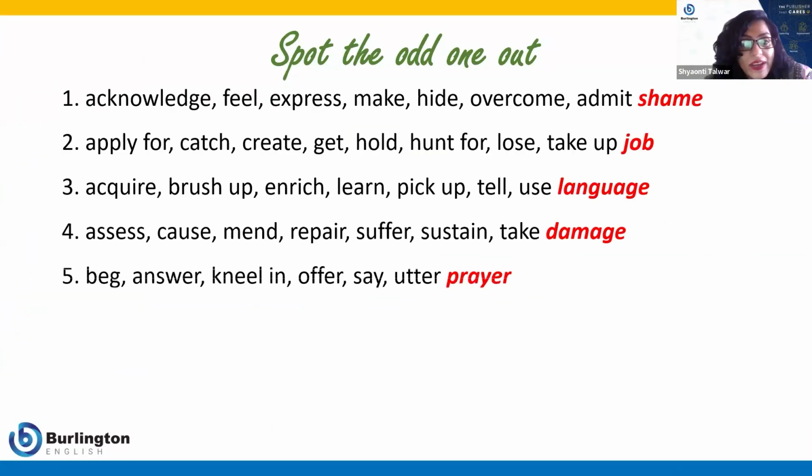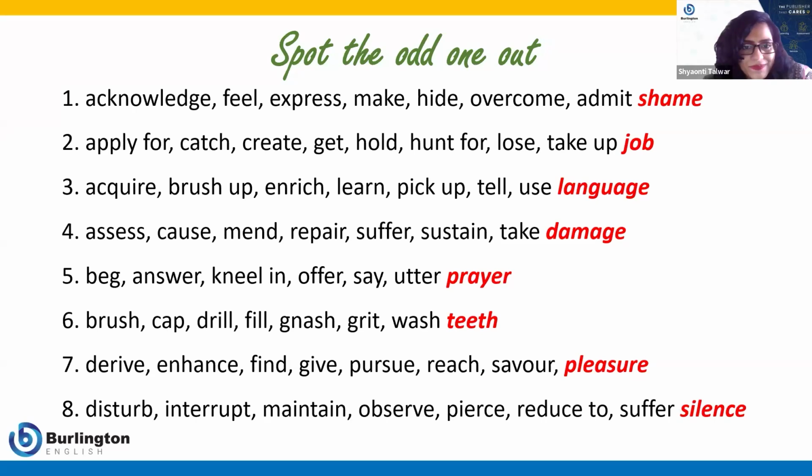This is an interesting one. Spot the odd one out. So, which is it: you acknowledge shame, or you feel shame, you express shame, you make shame, hide shame, overcome shame, admit shame. Which is the odd one out here? So it's obviously make shame. You don't make shame, right? So you can have exercises like this for your learners.